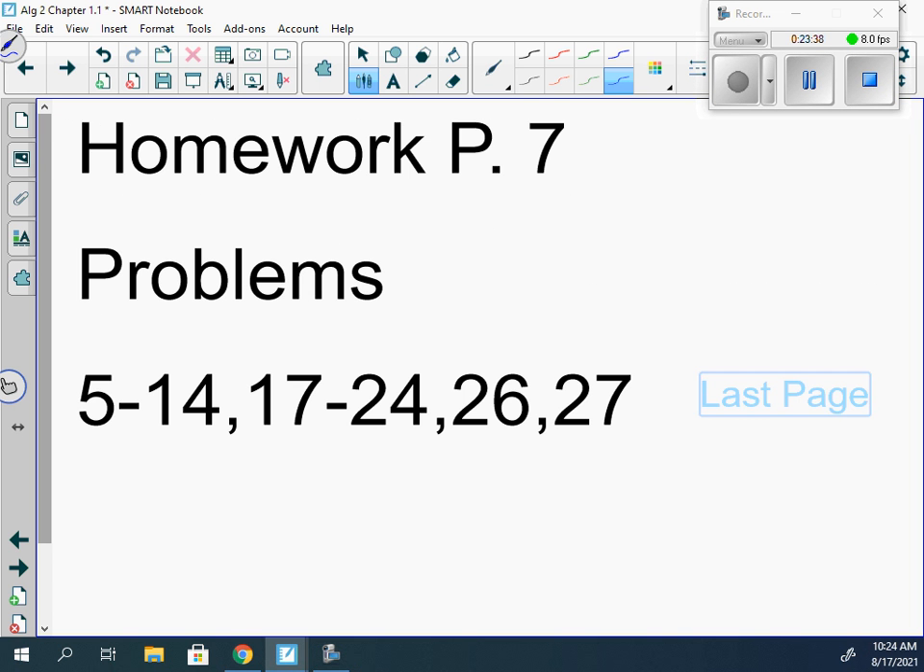But that's it. That's all we're doing for today, because the others are essentially the same thing: for all real numbers x such that x is a natural number, x is a rational number, x is a real number. So this is your assignment on page 7, problems 5 through 14, 17 through 24, 26, and 27. And that is it.